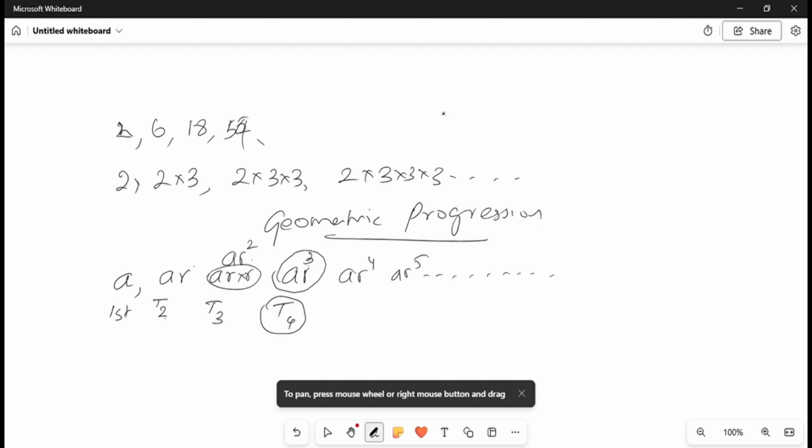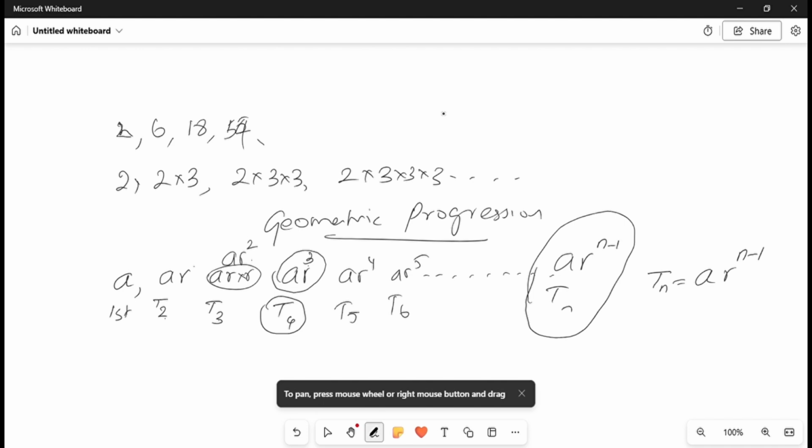Therefore, now we can write Tn would be AR to the power 1 less. Here T4 is 3, T5 is 4, T6 is 5. So Tn equals AR to the power n minus 1. So this is the general formula of the geometric progression to find Tn. So Tn equals A into R to the power of n minus 1.